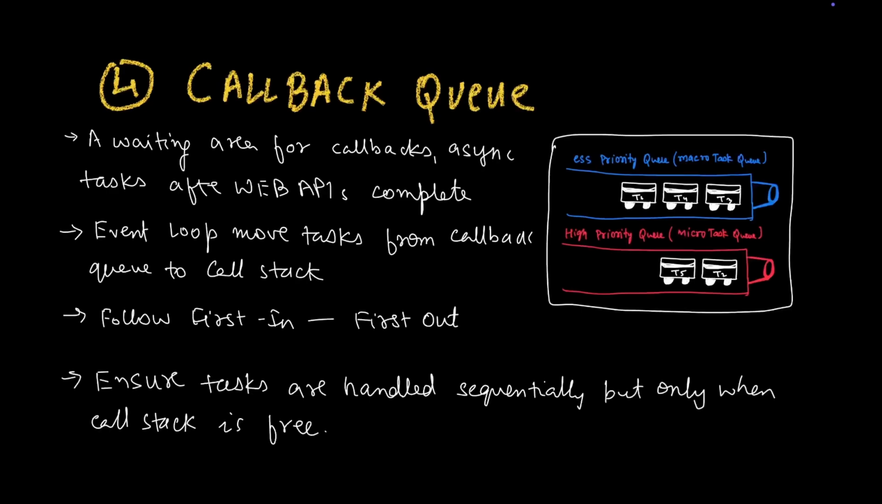Okay, now we have our fourth element. We have our callback queue. The callback queue is basically a waiting area for callbacks of async tasks after the web API completes. So if you send something to the helper, which is the web API, it handles some tasks like cutting fruits and all that, but now it goes to the callback queue, and then when the event loop sees the call stack is empty, it takes the task from the callback queue, right, and pushes it to the call stack. It ensures that the tasks are handled sequentially, but only when the call stack is free. Okay, that's very obvious too.